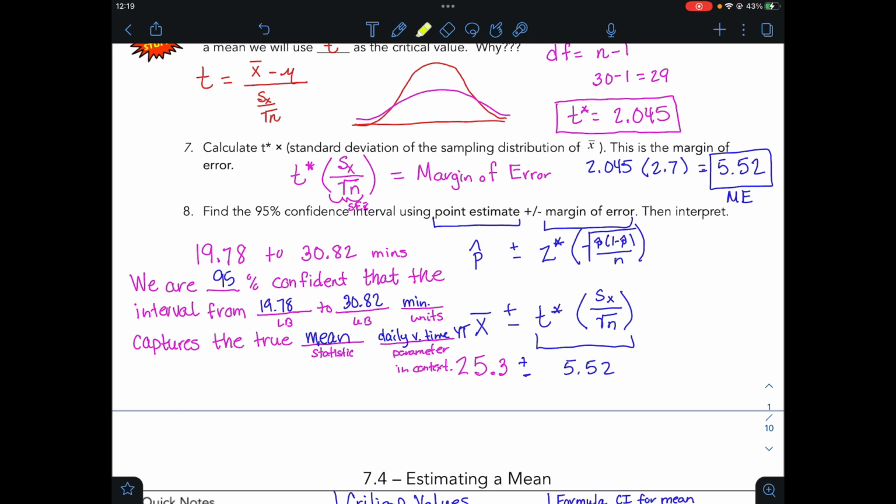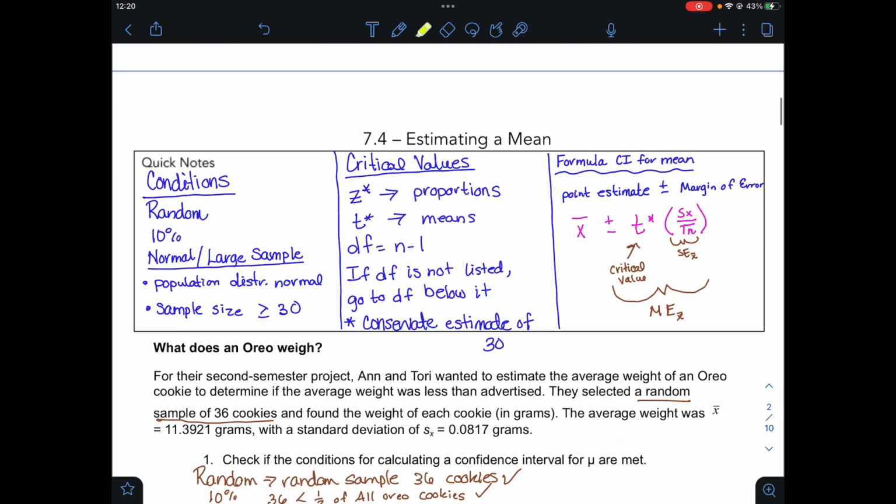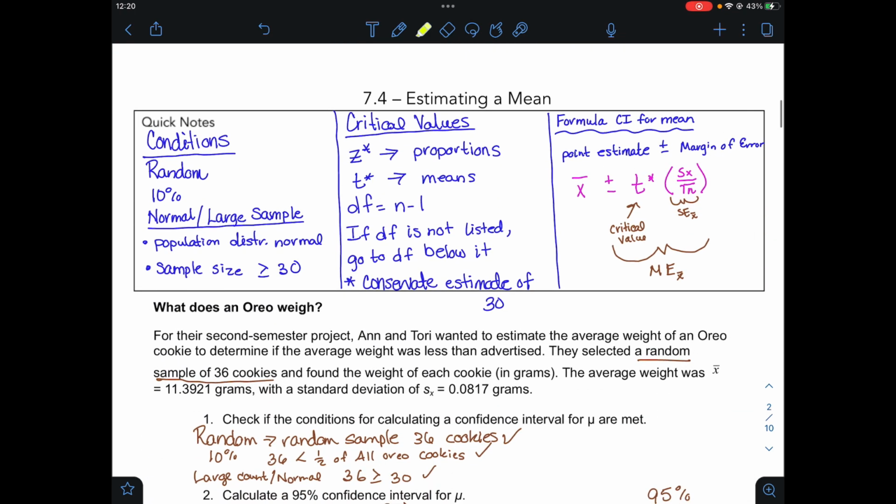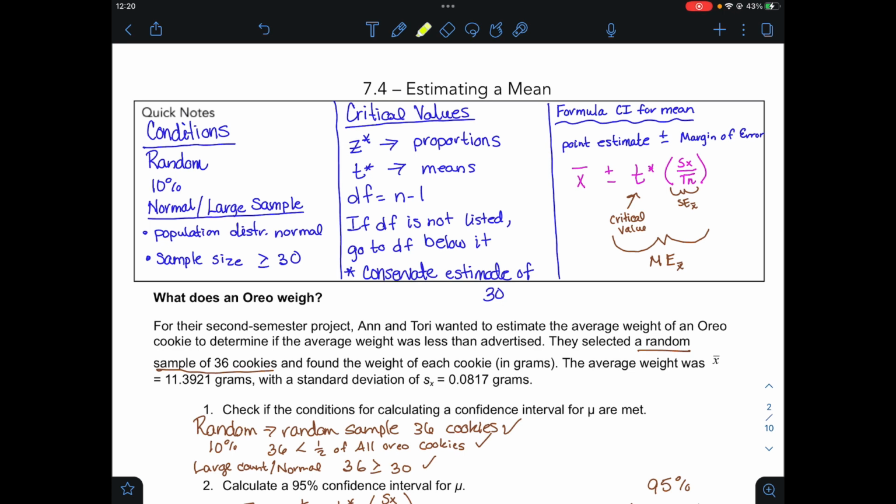So when we write our statement and interpret it, we are 95% confident that the interval from our lower bound to our upper bound, in our units, minutes, captures the true mean of the daily viewing time for YouTube. So I always put it in context. Now, we then went over some basic conditions. Both proportions and means have to be random and meet the 10% rule. And then the large or normal sample is the only difference.